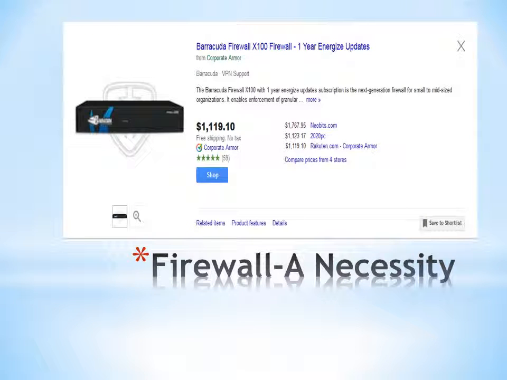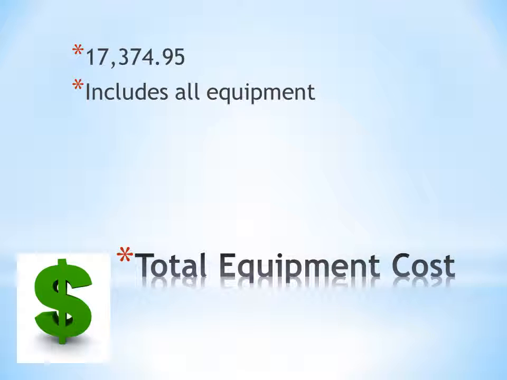And of course, a firewall is a necessity for a campus setting. Barracuda Firewall X100. I do recommend that for additional security concerns. Total for all equipment is $17,374.95. This includes all equipment, access points, routers, the radius server. Like I said, if you use FreeRADIUS, it can be free. Chances are this campus already has Microsoft Server in some form or another already in place, so they can configure the radius settings for the authentication of the wireless network.